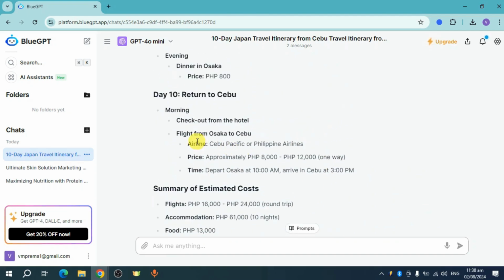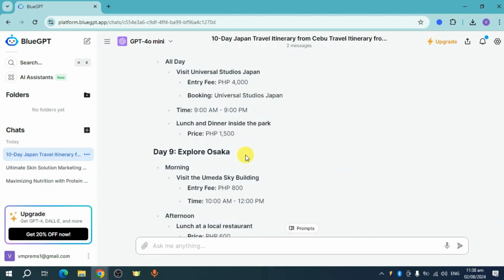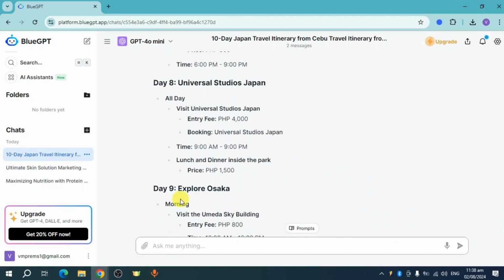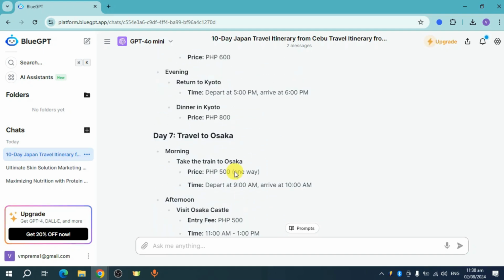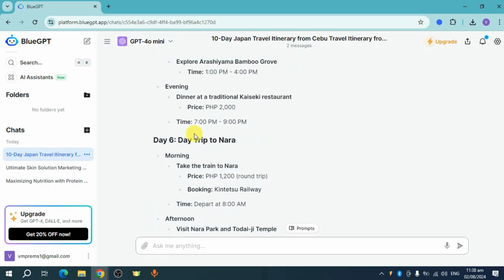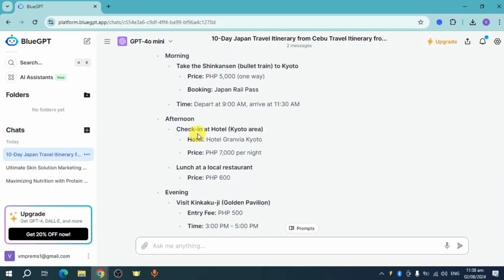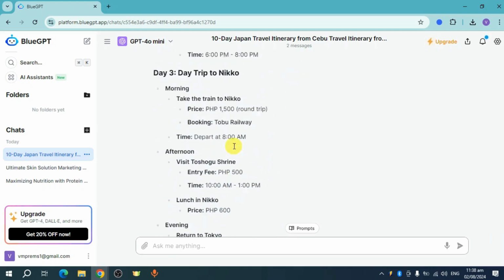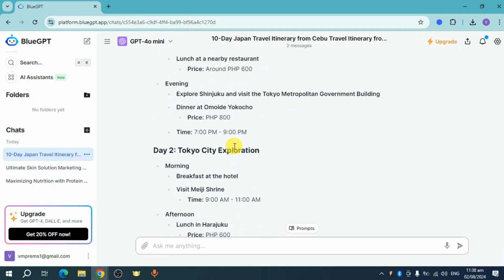You can also in here get from Osaka to Cebu. And as you can see, they actually show you to explore other parts of Japan, like Osaka, Universal Studios, and also in here is some Nara, Kyoto, and not only Kyoto, but also as well Nikko and Tokyo. So you can head over and use that.